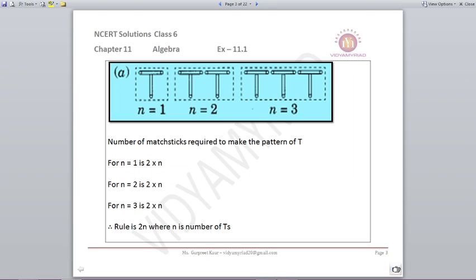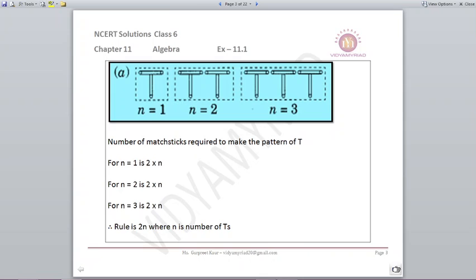So let us see. For the first one, we are making T. Now for making T, we need 2 matchsticks. For the first, there is only 1 T. In the second, there are 2 T's. In the third, there are 3 T's. So how many matchsticks will be required? Let us assume it as n is equal to 1, n is equal to 2, n is equal to 3. Same way, if 4 T's are required, again 2 matchsticks will be required.